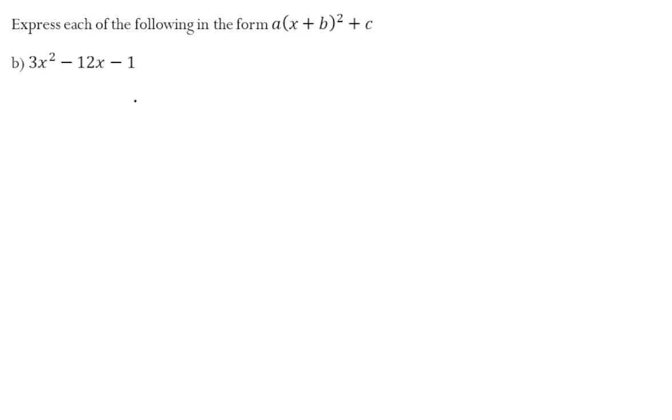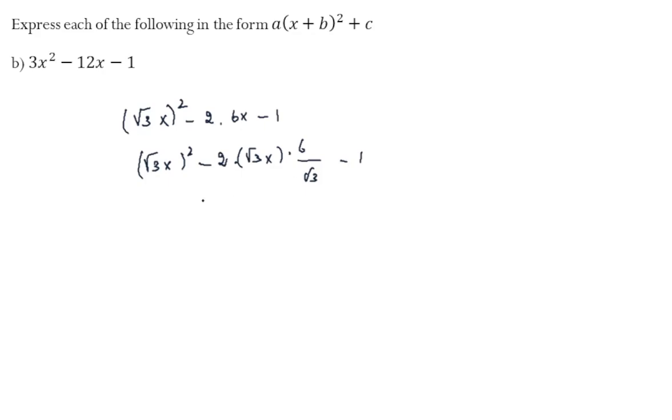Here also, for the first term we take the square root of 3x squared, that is (root 3 x) the whole square. Minus 12x can be written as 2 times root 3 x times 6 by root 3, minus 1. Then (root 3 x) the whole square remains the same. Now what can we do? We can add (6 by root 3) the whole square and subtract (6 by root 3) the whole square.